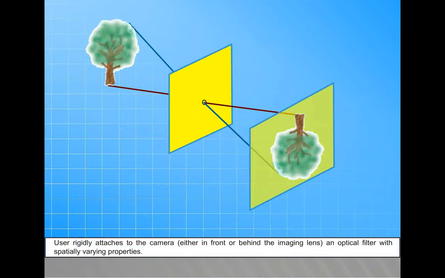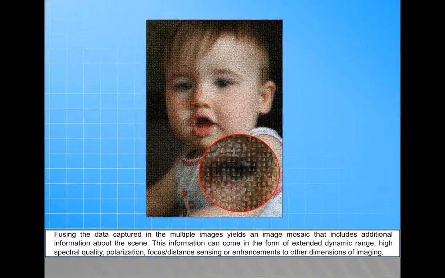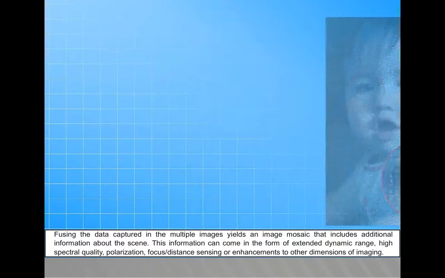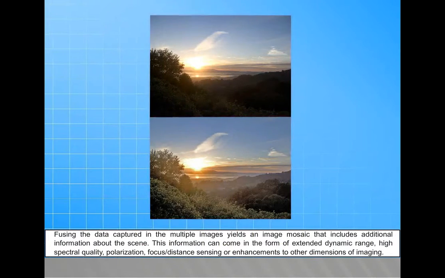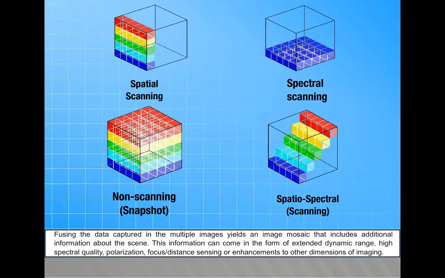The user rigidly attaches to the camera, either in front or behind the imaging lens, an optical filter with spatially varying properties. When this imaging system moves, each scene point is measured multiple times but under different optical settings. Fusing the data captured in the multiple images yields an image mosaic that includes additional information about the scene. This information can come in the form of extended dynamic range, high spectral quality, polarization, focus or distance sensing, or enhancements to other dimensions of imaging.